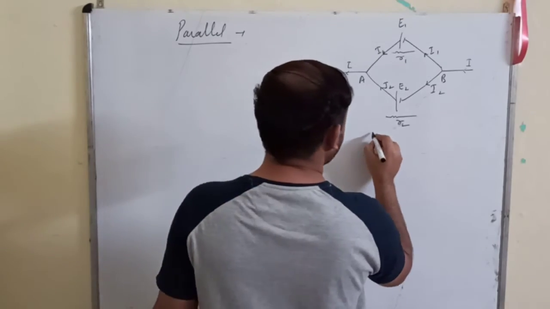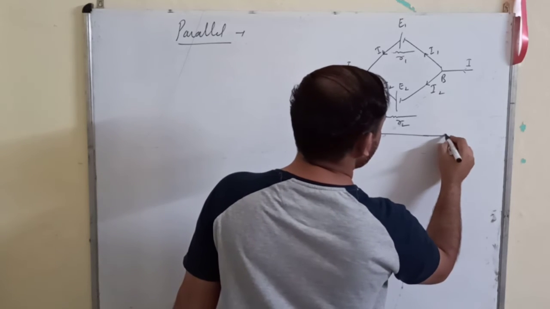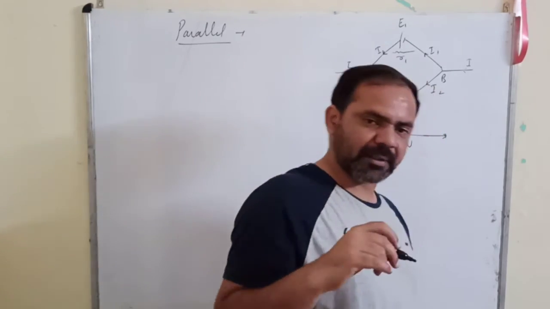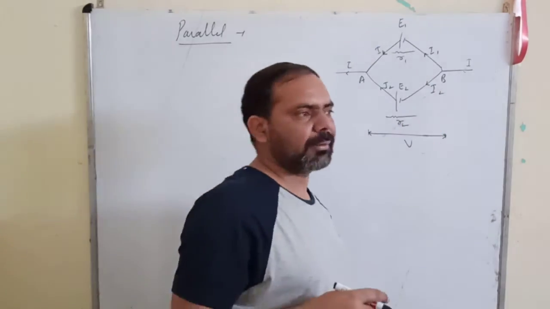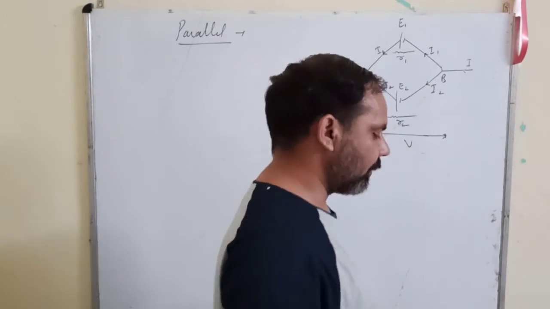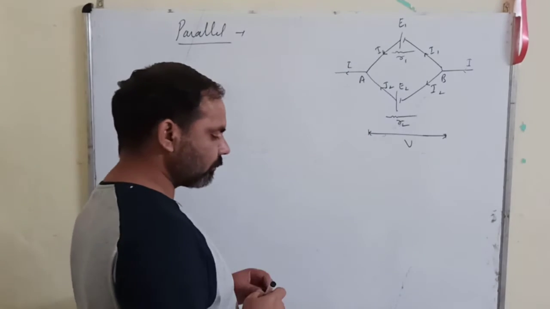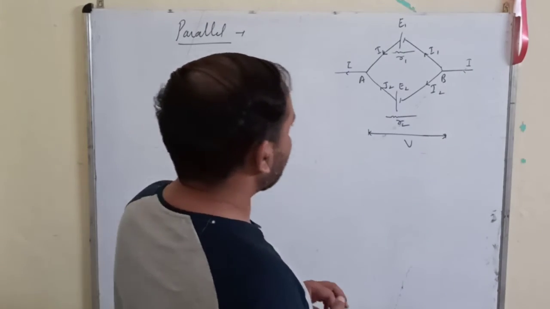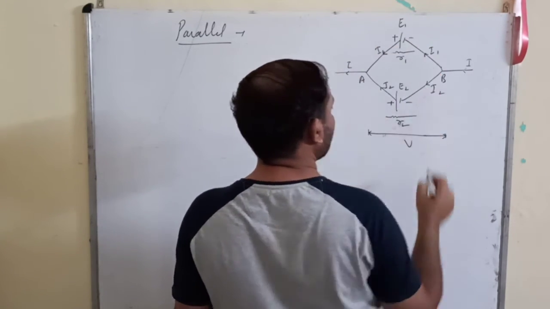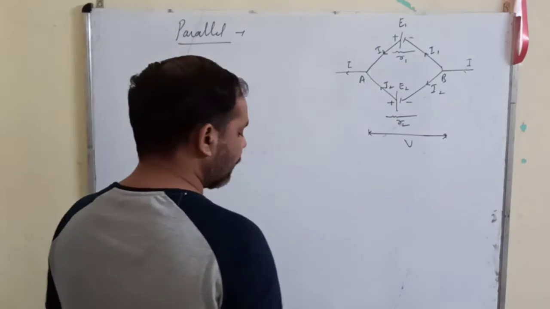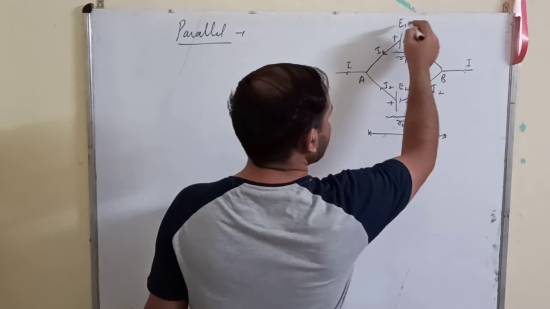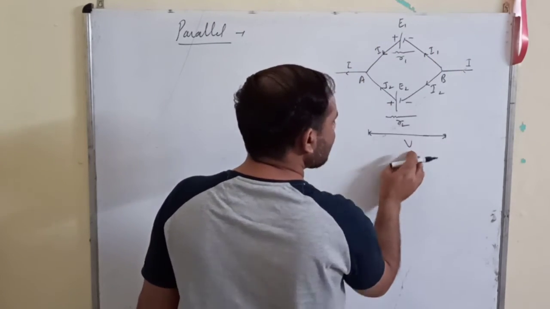Okay, the potential difference across A and B is V. V is the terminal potential difference between the points A and B. So here what we have done is the positive poles are connected at A and the negative poles are connected at B. So for the first cell, the terminal potential difference is V.